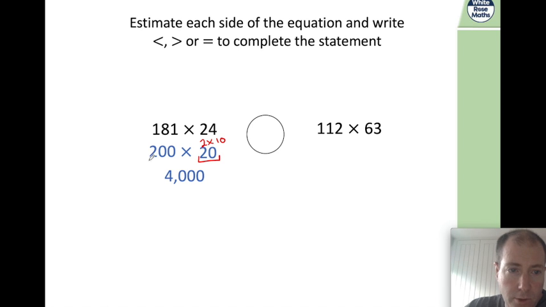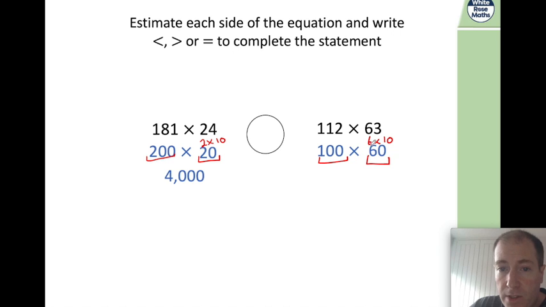So 200 times 2 is 400. 400 times 10 is 4,000. Let's look at the other side. Let's call it 100 because it's very close to 100. And 63 is very close to 60. So again, let's think about 60 as a 6 times a 10. So 100 times 6 is 600. 600 times 10 is 6,000.